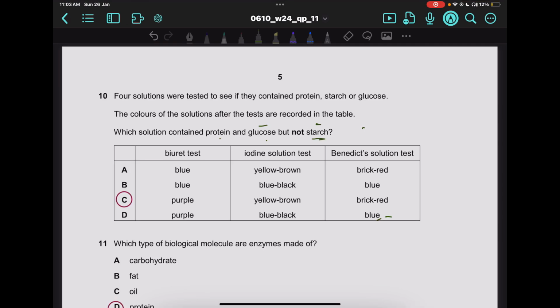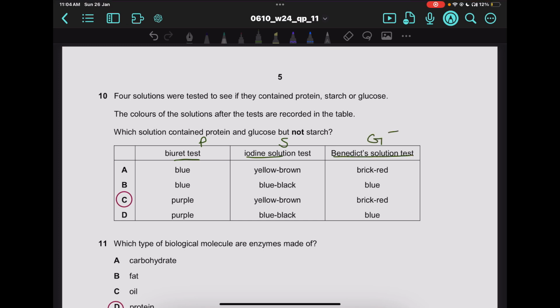Number 10, four solutions were tested to see if they contained protein, starch, or glucose. The colors of the solutions after the tests are recorded in the table. Which solution contained protein and glucose but not starch? Not starch means we have to have a negative result for the iodine solution test. Let's start out simple. We know that the Biuret test is for protein, so I'm going to mark it as P. Iodine is for starch, and the Benedict's is for glucose.